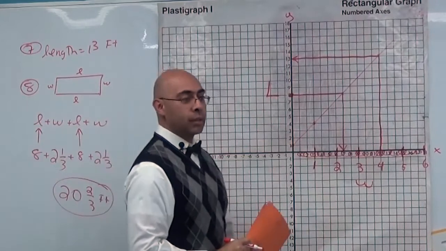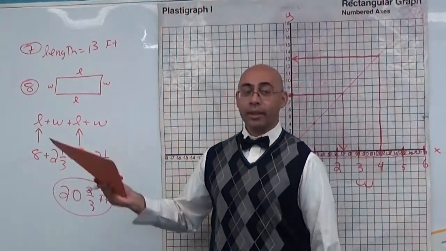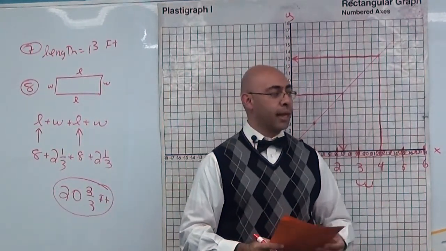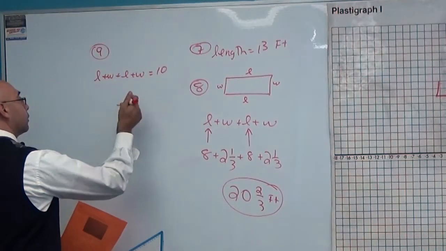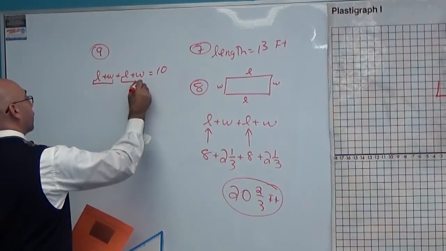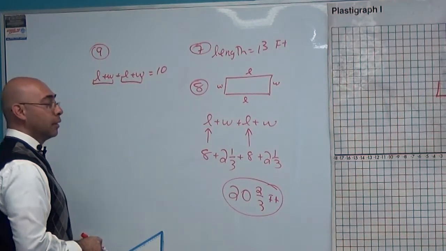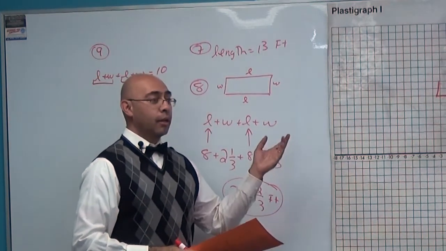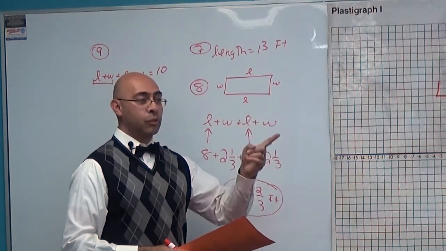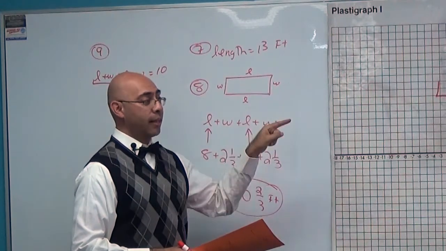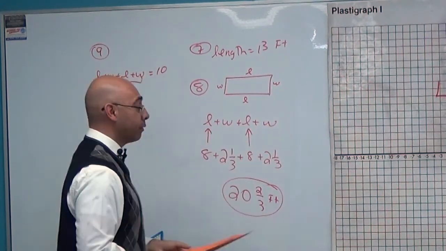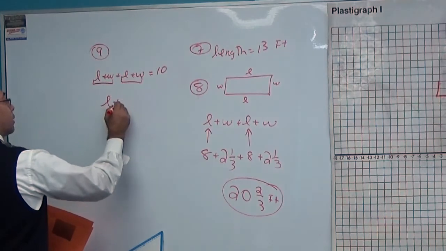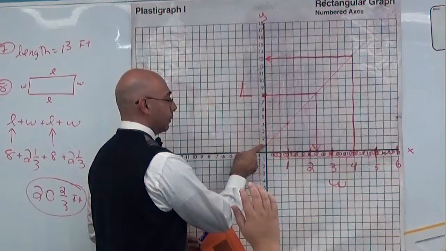Is there any way I could do this a little bit quicker, or without as big a number as a 10? So just look at one length and one width. So I just look at half of it. If length plus width plus length plus width is 10, what is just length and width going to be? 5. So we'll just rewrite this as length plus width equals 5.